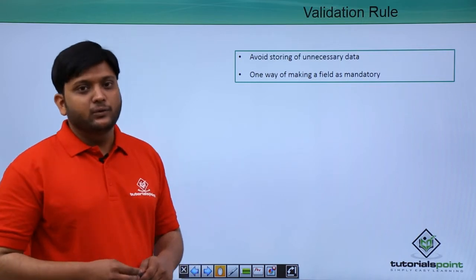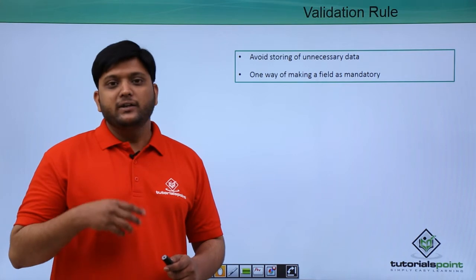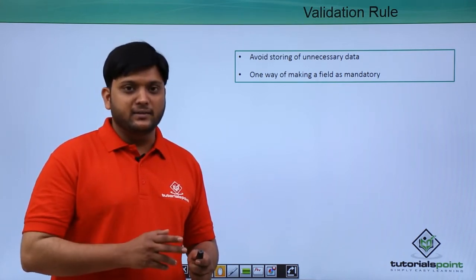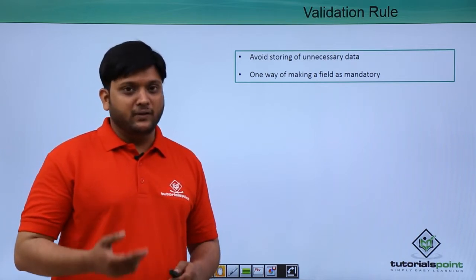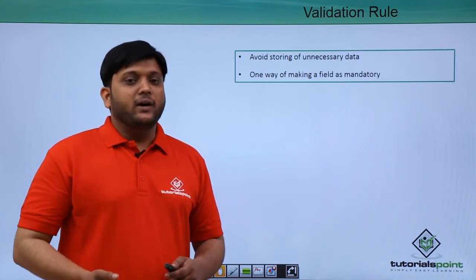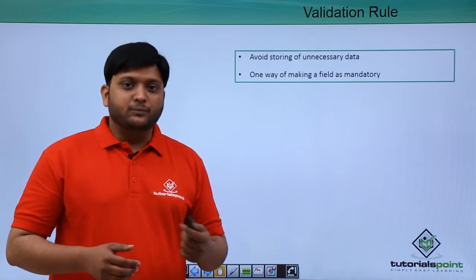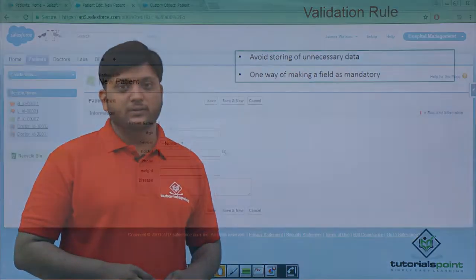For example, you can take a phone number field. In the phone number field, according to India, if you are entering less than 10 digits, or if you are entering more than 10 digits, it is a wrong format for India. So you can avoid storing these kinds of data in the database. Let's see a small video demonstration of how to create a validation rule in Salesforce.